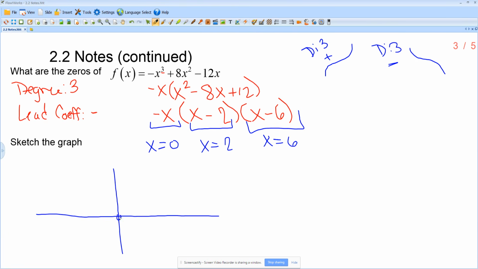So I'll plot my zeros: 0, 2, 6. Keeping in mind the idea of this graph, I have to start up here, coming down, keeping in mind the idea of multiplicity. These are all to degree 1. So I'll cross through each one of these zeros and make that sort of S shape. Again, these mins or maxes might go higher, but what we do know is these points, these 3 x-intercepts, and how we cross through them or just skim across them.